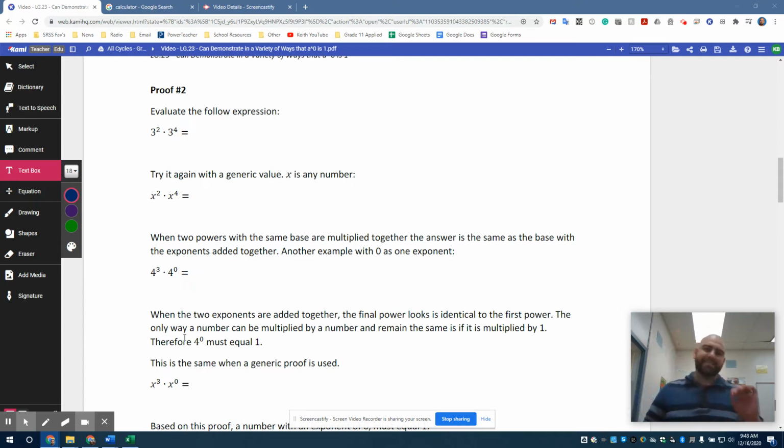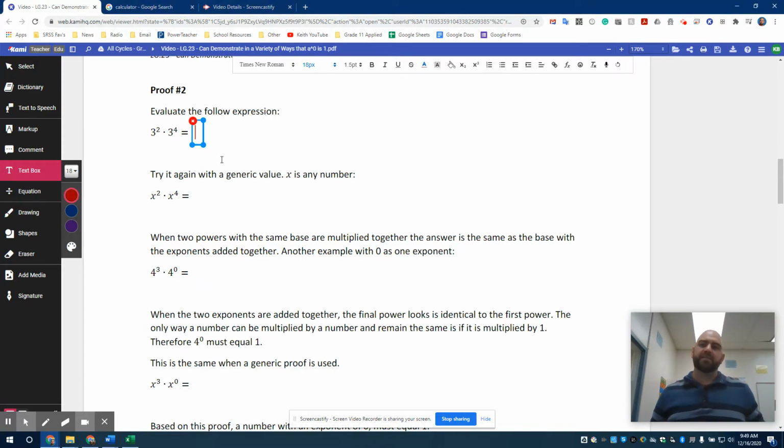We're going to take a look at a second proof and a way to determine whether a power of 0 is in fact 1. This one's going to be a little bit more theoretical. It's going to involve a little more algebra. This is in fact a deductive proof that goes through this. We're going to look at the following expression here.